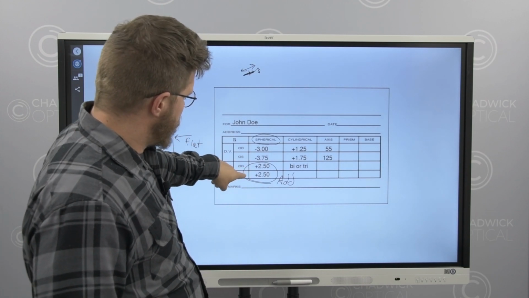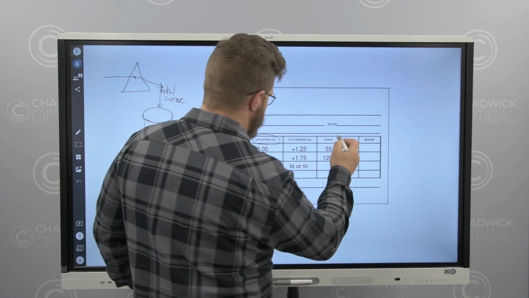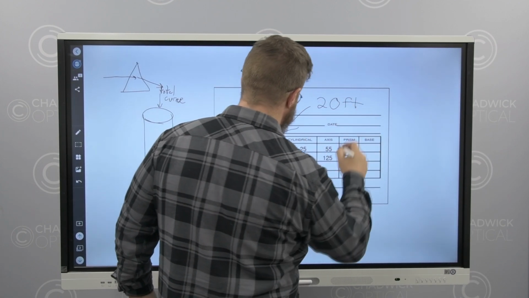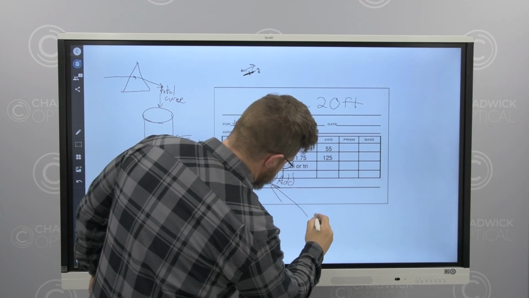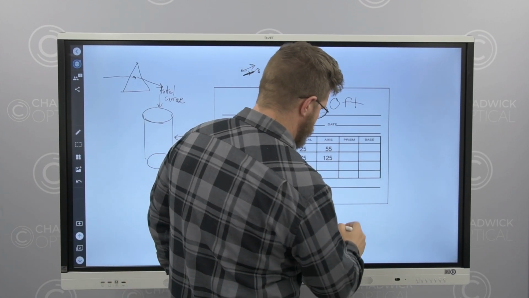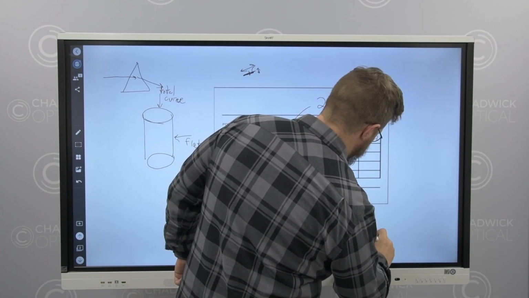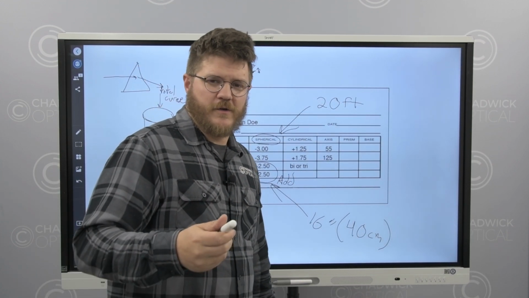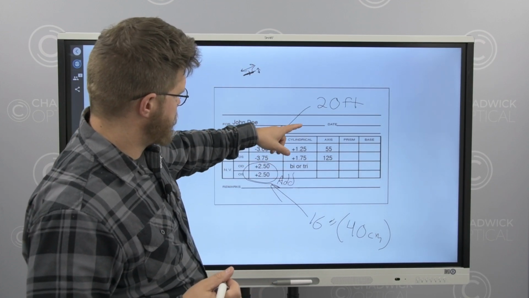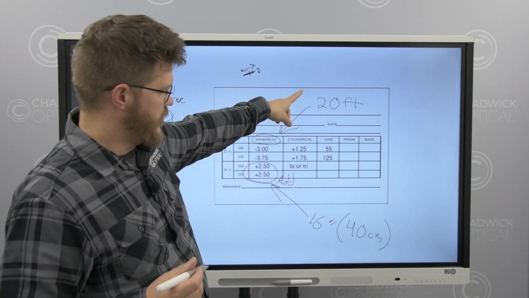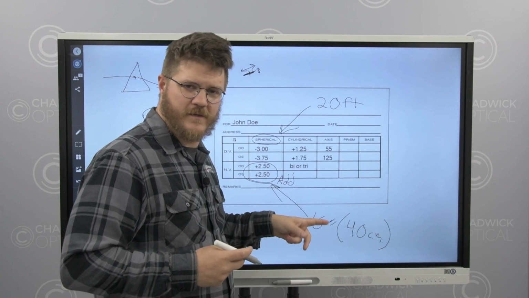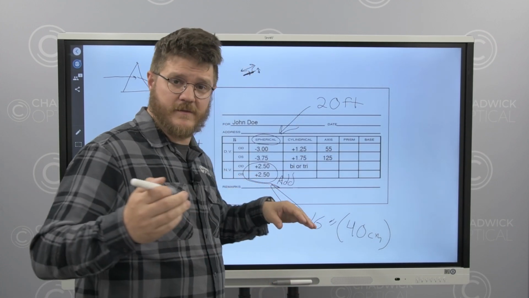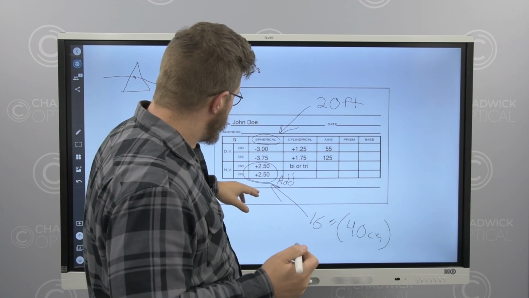One thing to be aware of with this refraction is that this is typically done for 20 feet. This is typically done for about 16 inches or 40 centimeters. Now, the question is, if you work on a computer all day, is your computer 20 feet away? Probably not. Is your computer 16 inches away? Also probably not.